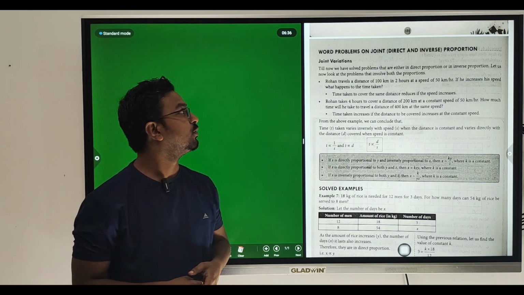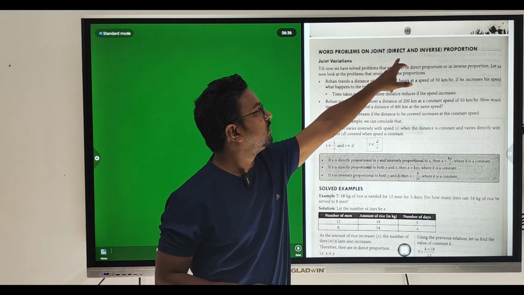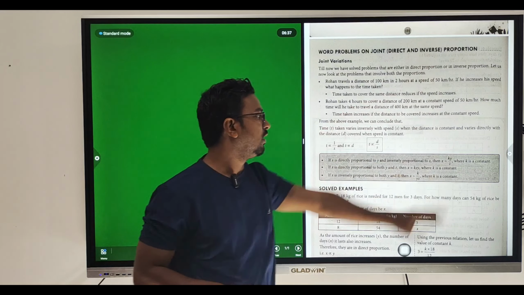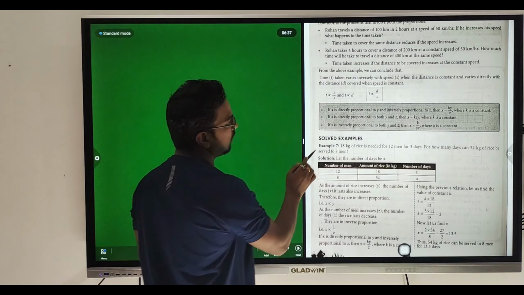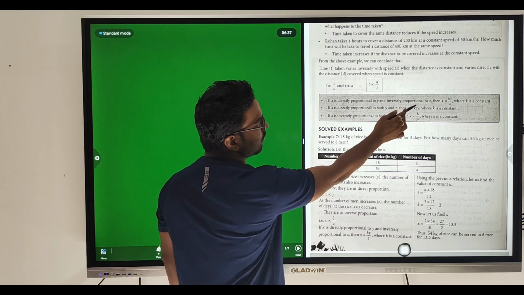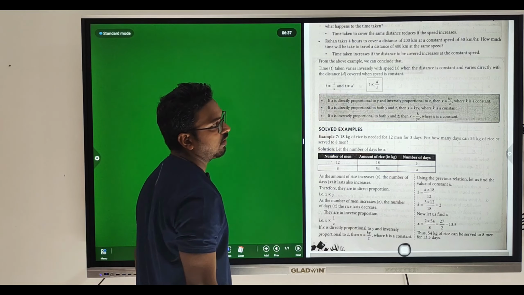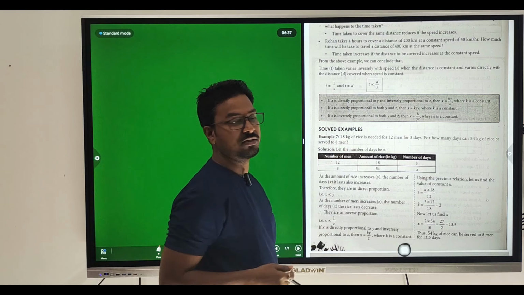Hello everyone. Today we'll be solving some word problems on joint, direct and inverse proportion. For that there are three important formulas. If x is directly proportional to y and inversely proportional to z, then x equals ky by z, where k is a constant.